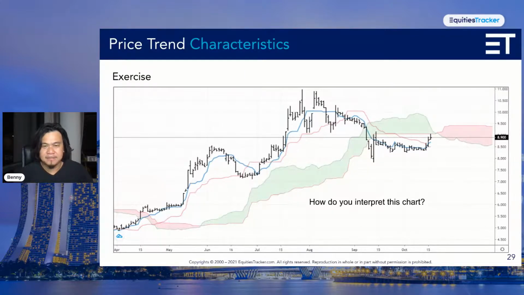So basically, the bias of the trend is downwards if the cloud is red. If it's green, then the bias is upwards. But of course, when the price starts to go above the cloud, the cloud characteristics in the future may start to change as well. But if the price remains below the cloud, the cloud will continue to be thicker, as long as the price trades below the cloud.